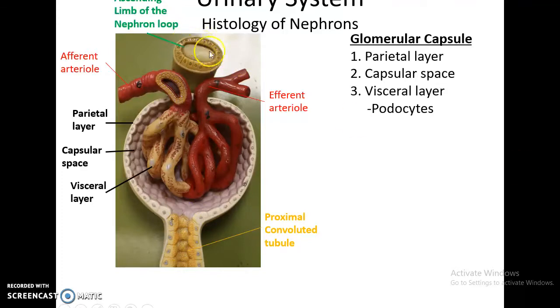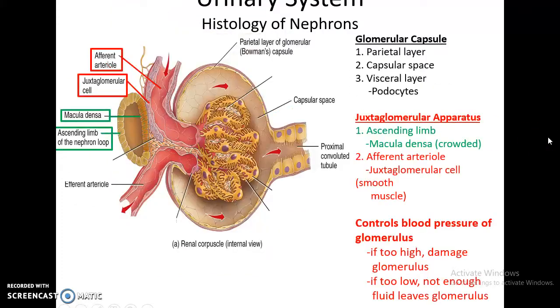And up here, as you can see, is the ascending limb of the nephron loop, which is making physical contact with the afferent arteriole. This contact forms what's called the juxtaglomerular apparatus. In the ascending limb, you have the macula densa cells. These cells are very crowded together, and they're monitoring the composition of the filtrate in the ascending limb of the nephron loop. And then you have the juxtaglomerular cells, which are some of the cells forming the walls of the afferent arteriole. These are smooth muscle cells that help to monitor blood pressure in the afferent arteriole. The overall function of this structure is to help control the blood pressure in the glomerulus.